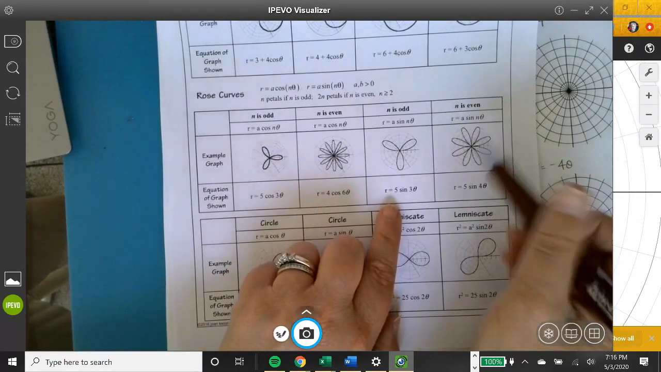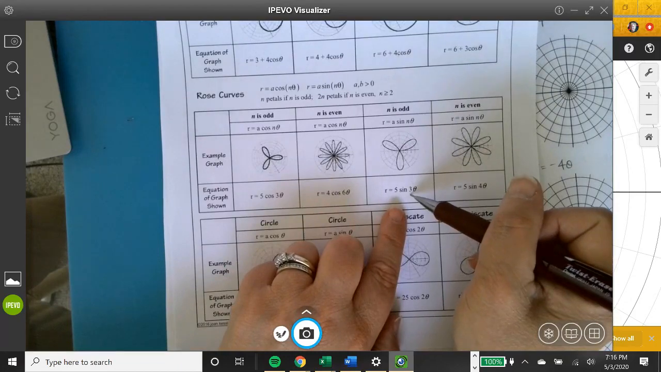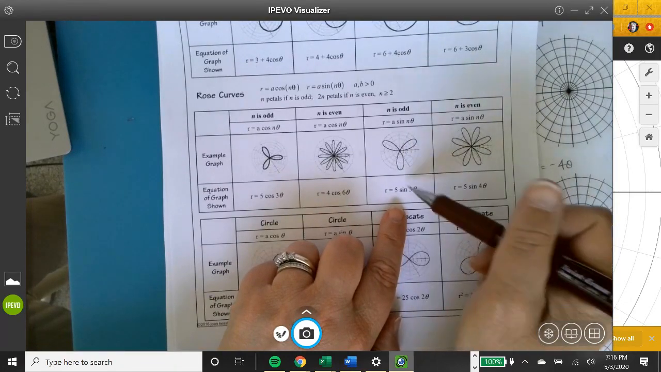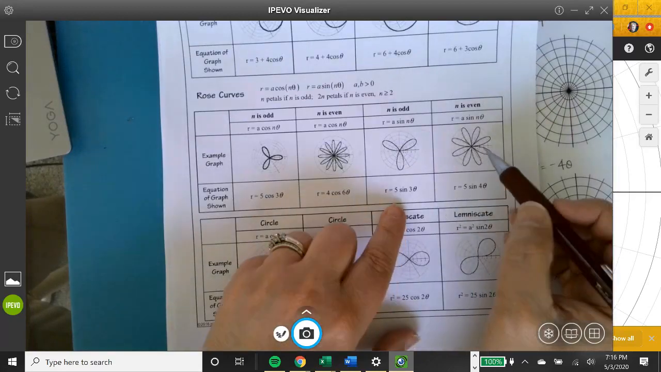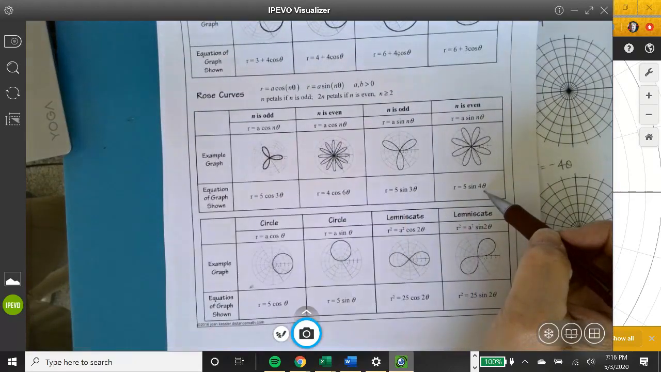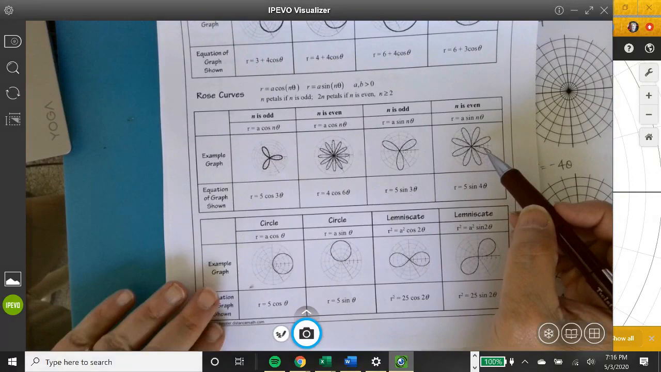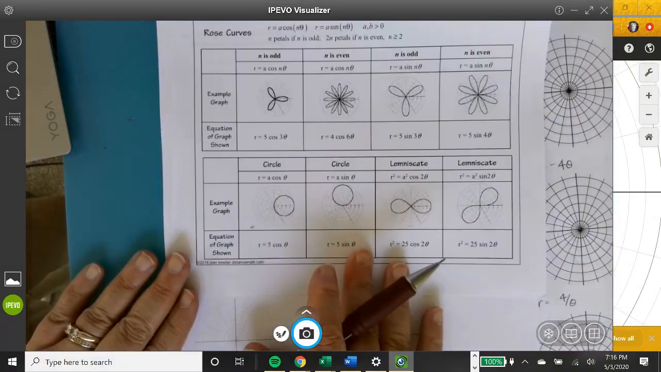And it's the same for sine. If you have an odd number here, you have an odd number of petals, and it's the exact same number as the b factor or the period factor. And then for 4 theta, we're going to have 8 petals. All right, and we can have a circle.